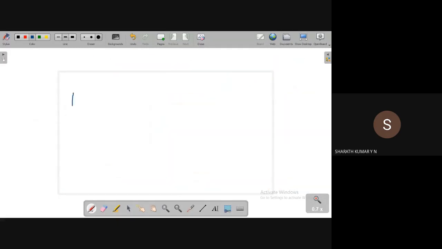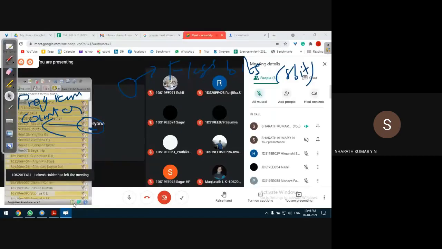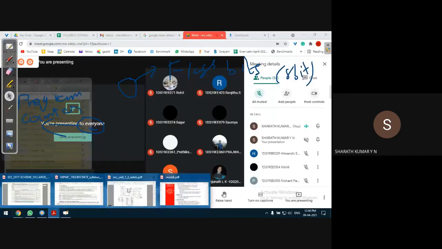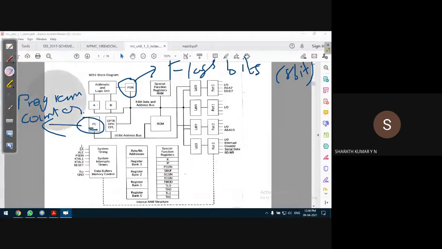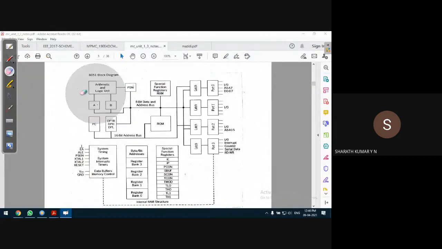What is the size of this PC? Program counter is 16-bit in size. Okay, why is it 16-bit in size? When everything is 8-bit in size in the microcontroller, why is the program counter 16-bit in size? The reason for that is the microcontroller. Let us understand that concept also.